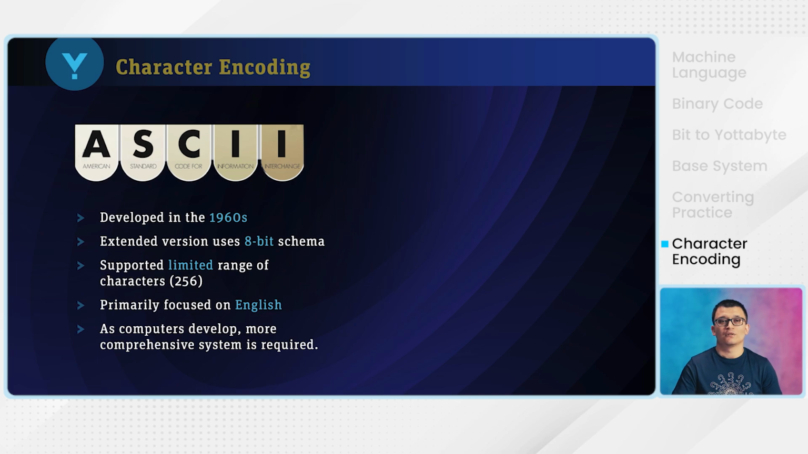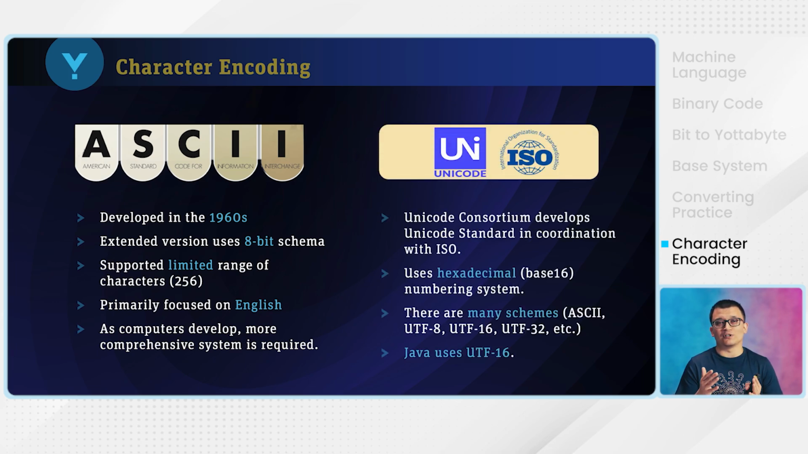As computers became more global, meaning with different languages, languages with different characters emerged later on. After languages with different characters emerged, more comprehensive coding schemes were needed. Eventually it led to the development of Unicode.